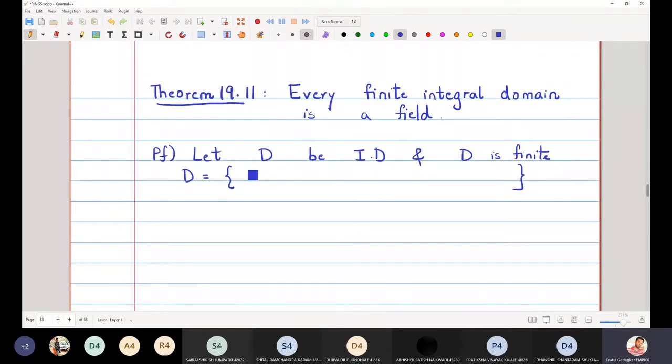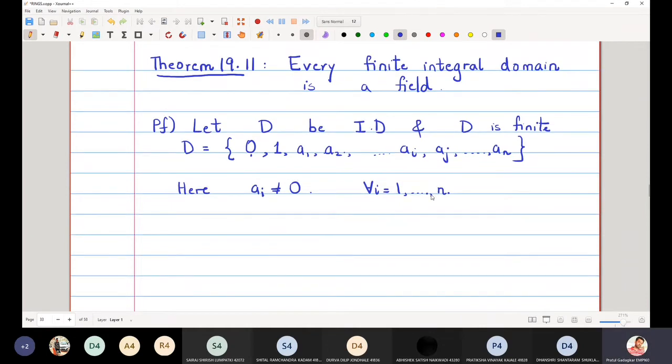Now we know that an integral domain must contain zero. An integral domain also contains unity, so it will also contain one, and all other elements I will write as a2, a3, in between let me write ai, let me write aj, and the last element I'm calling an. When I write these elements a1 up to an, it is clear that all these ai are non-zero, because I have written zero separately. So ai is not equal to zero for i going from 1 to n.